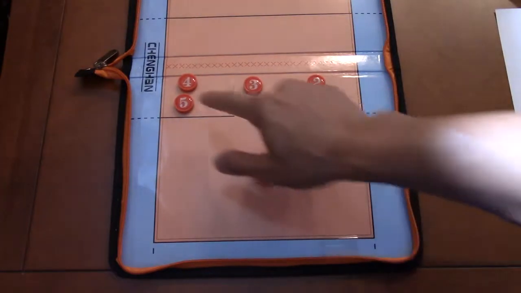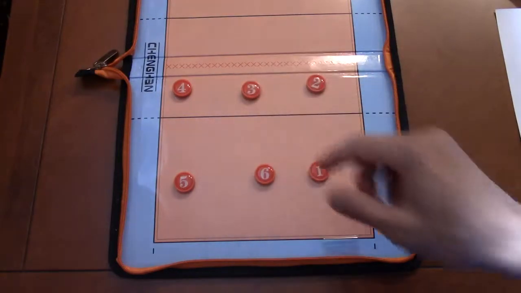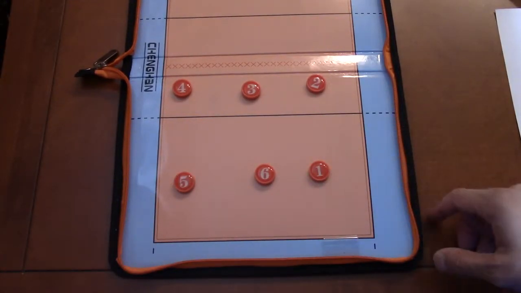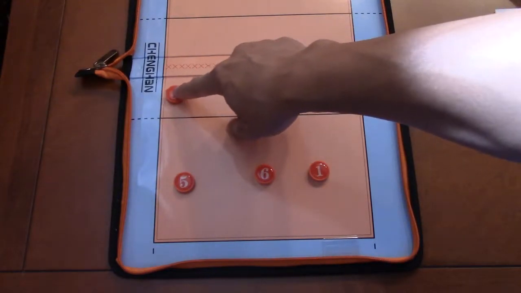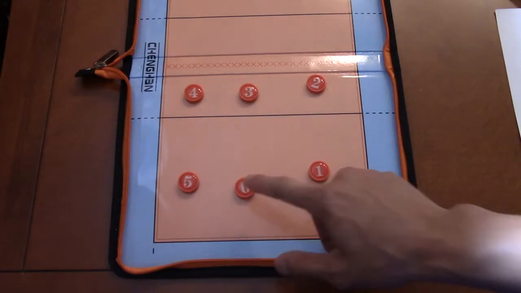Alright, the second rule is that the left side players need to be closer to the left sideline than the middle player in their same row. So what that means is player 4 needs to be closer to the left sideline than player 3, and player 5 needs to be closer to the left sideline than player 6.